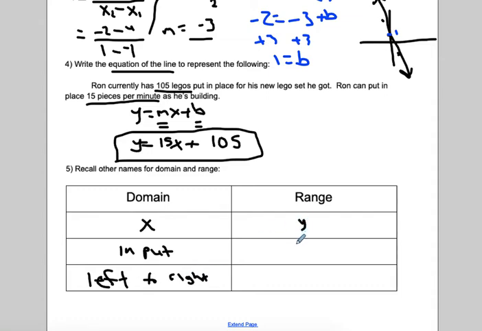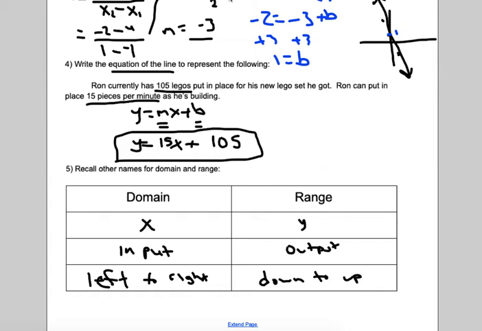The range, flippy-floppy, is the y values, which are the outputs. And for the range, the y-axis, that runs up and down, but if you want to say it from low to high, you would say from down to up. How low does my graph go?